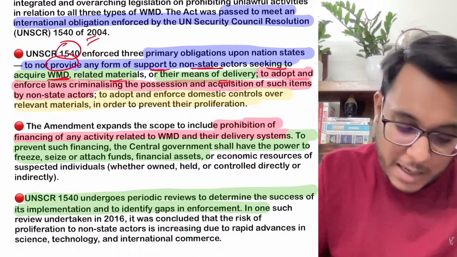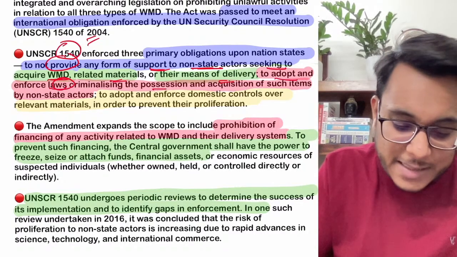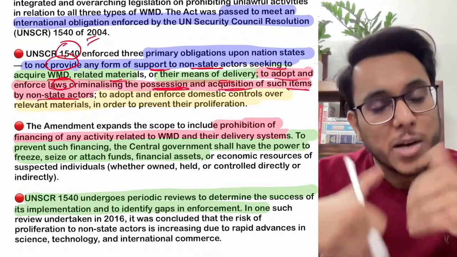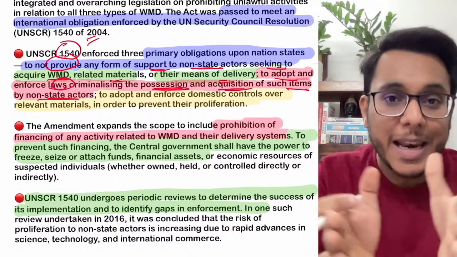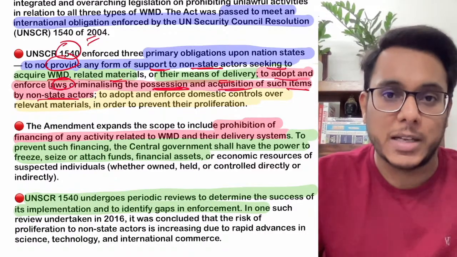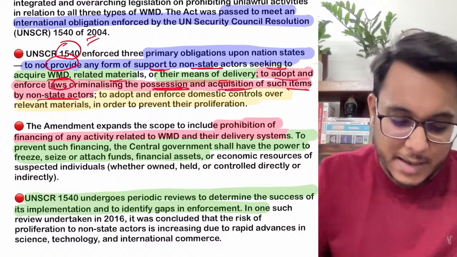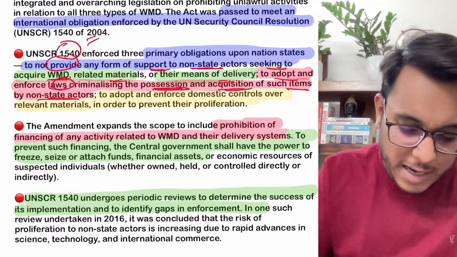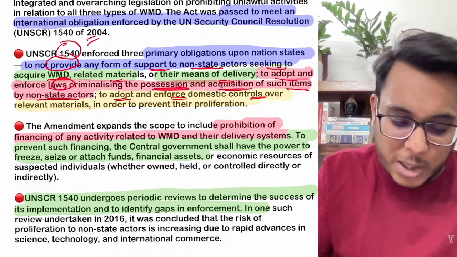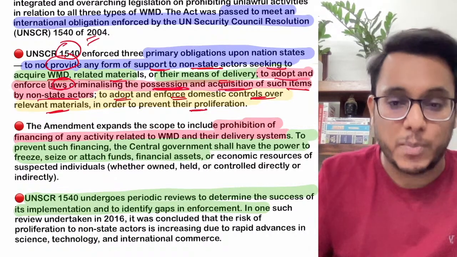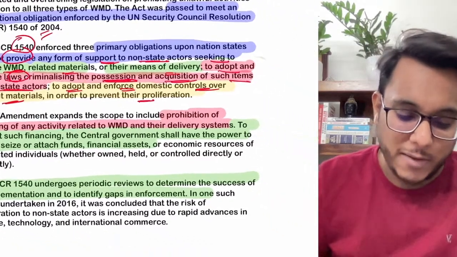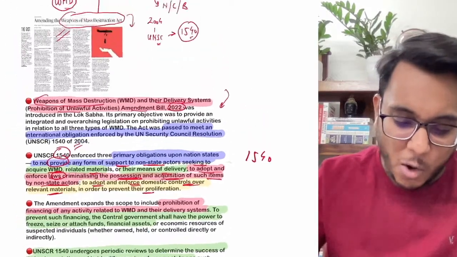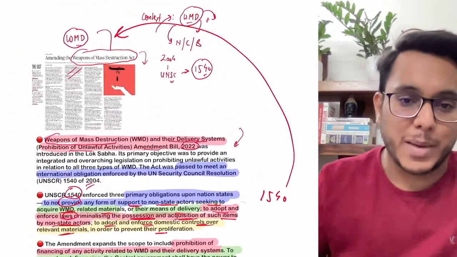Then the state will adopt and enforce laws criminalizing the possession and acquisition of such items by non-state actors. Not only will you not provide them, but you need to criminalize it if somebody is possessing them, particularly non-state actors. Another thing provided in that UNSC resolution was to adopt and enforce domestic controls over relevant materials and to prevent their proliferation. So all this was provided in UNSC resolution 1540, and to implement it, we had already made an act on weapons of mass destruction.